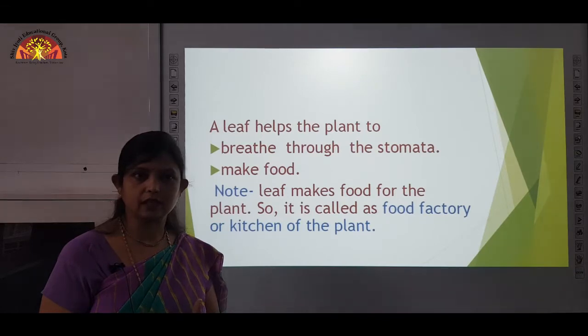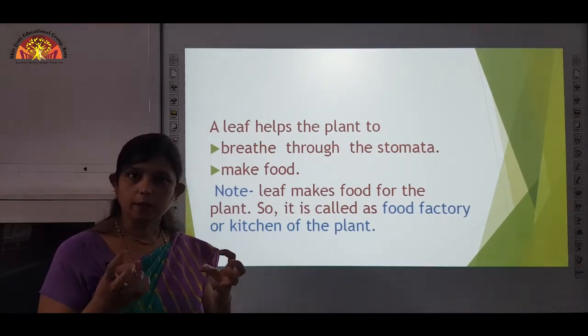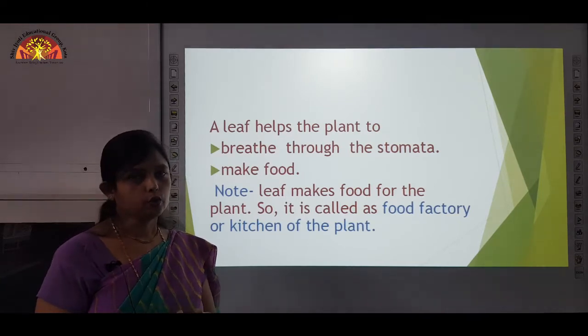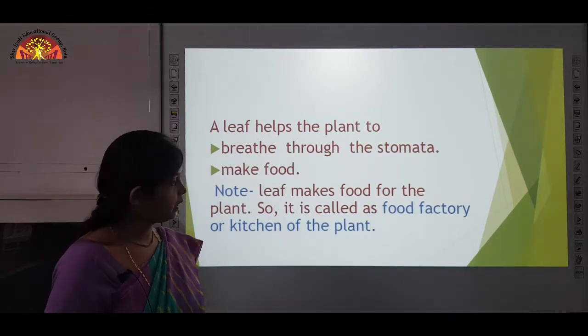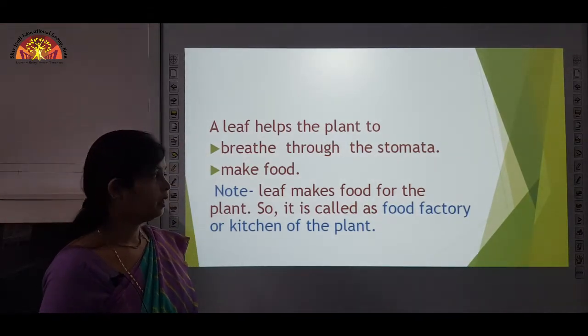Leaf को हम kitchen कहते हैं या food factory कहते हैं. क्यों? क्योंकि leaf सारा रॉ मटेरियल इकट्ठा करती है और उस रॉ मटेरियल को वो कन्वर्ट करती है इनटू द फूड. That's why it is called food factory or kitchen.